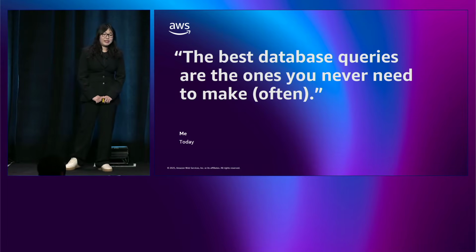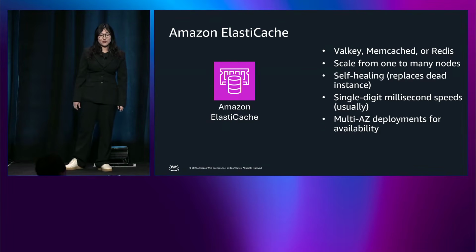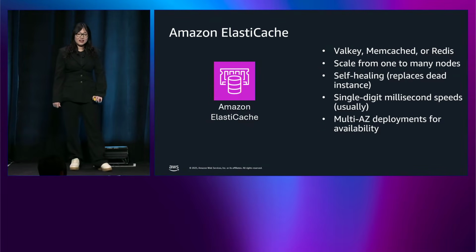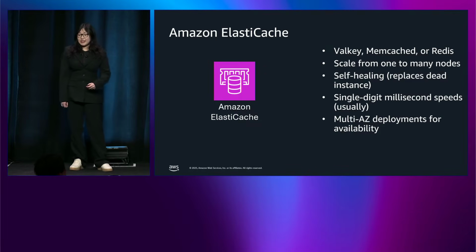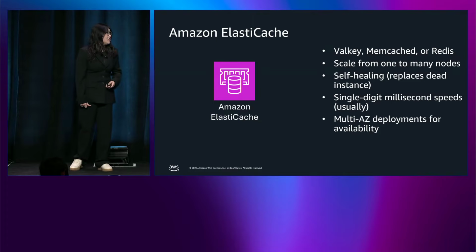Now, the best database queries are the ones you never need to make. That's where caching comes into play. ElastiCache is a fully managed service, so you don't have to worry about managing the underlying host. It speeds up reads by storing frequently accessed data in a faster memory location. And Skyscanner actually uses Valkey and Redis clusters to help with caching.